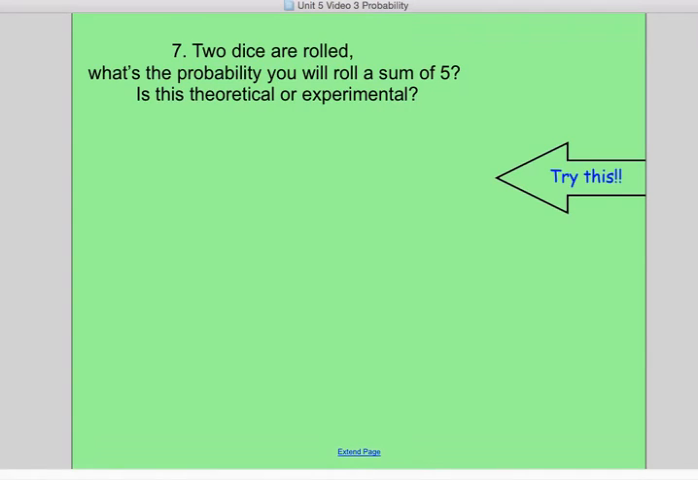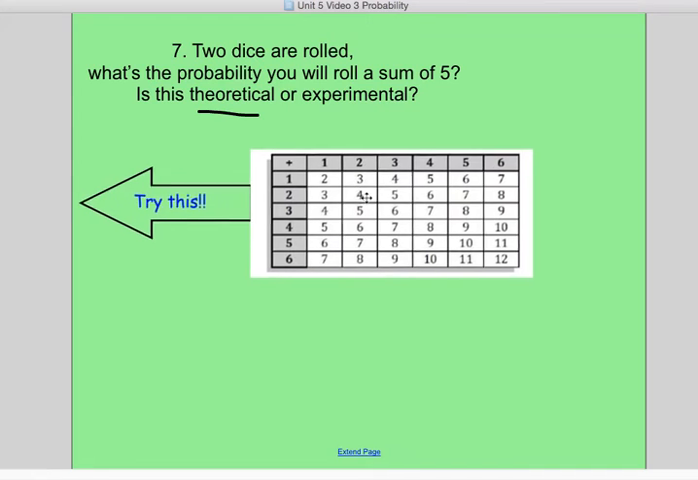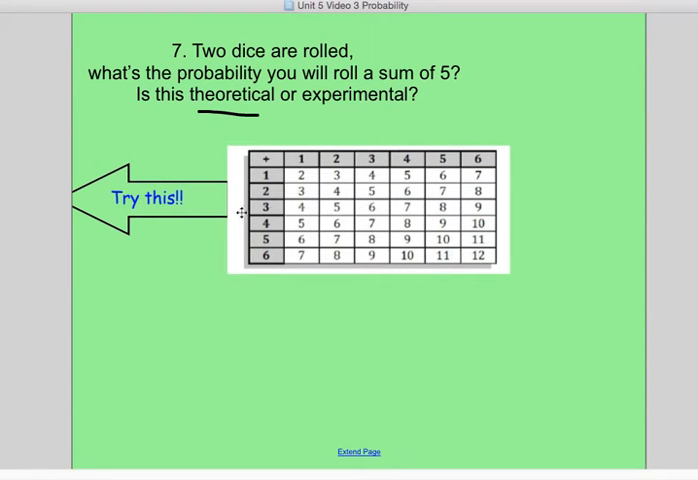Example 7. If 2 dice are rolled, what is the probability you will roll a sum of 5? Is this a theoretical or experimental? Well, we didn't actually do it, so I would say this one is theoretical. So we would have to say to get a sum of 5. Okay, so here's our little chart with all of our options.